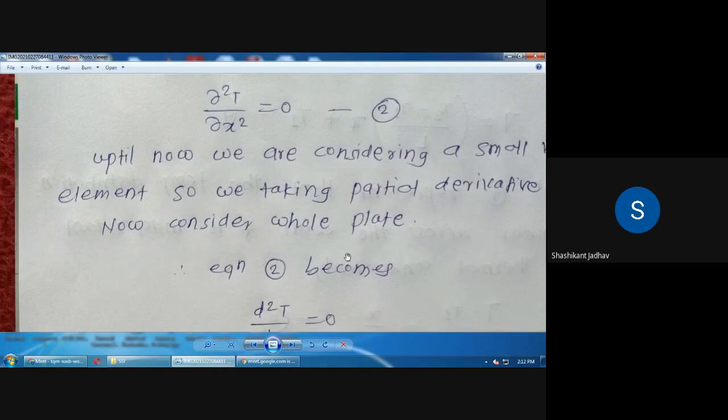Because of that, the terms on the right hand side of the equal sign become 0. So what is the remaining term? The remaining term is dou square T upon dou x square is equal to 0. Write down dou square T upon dou x square is equal to 0, and that is equation number 2. We considered three assumptions, and because of them all the other factors become 0, leaving only this term.